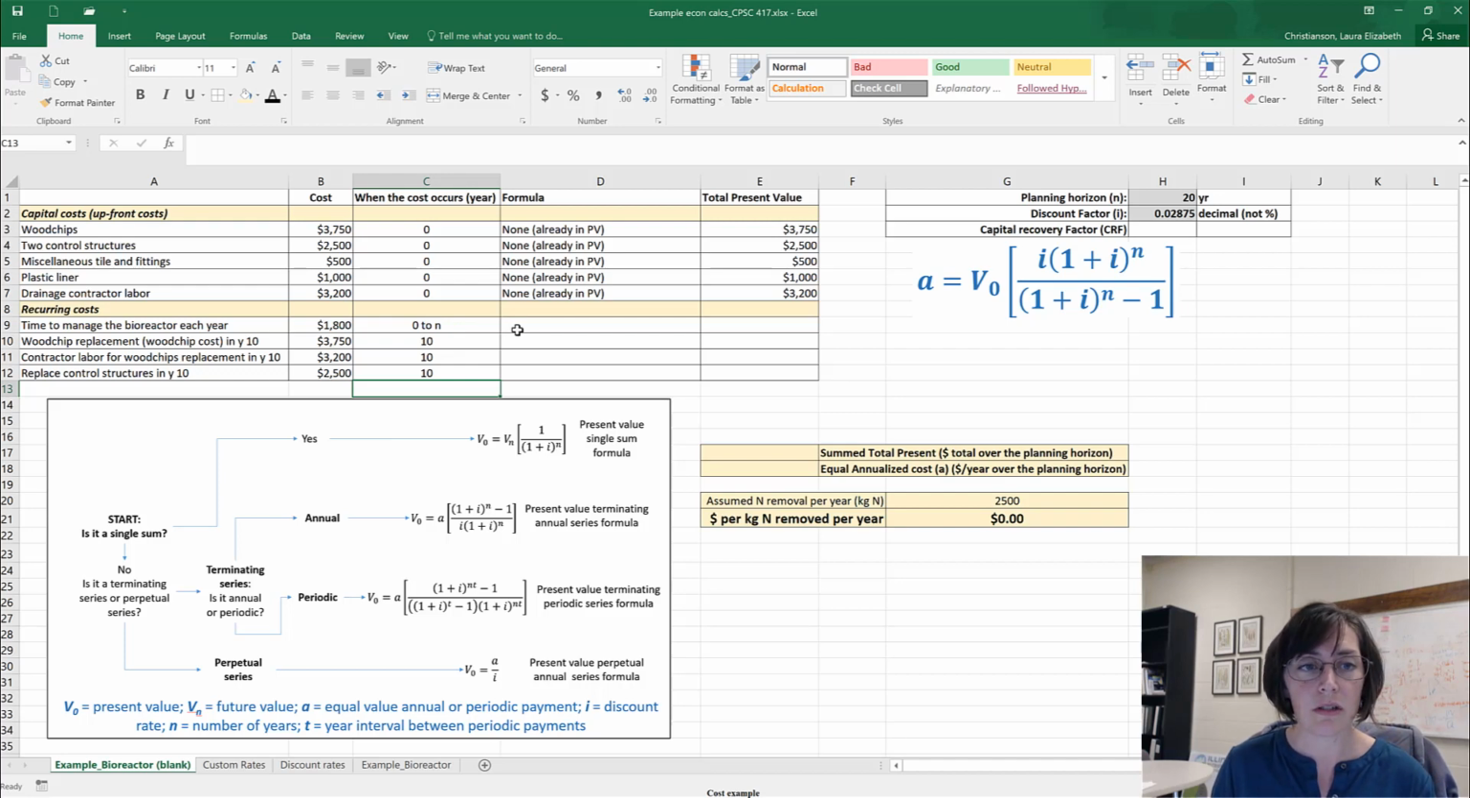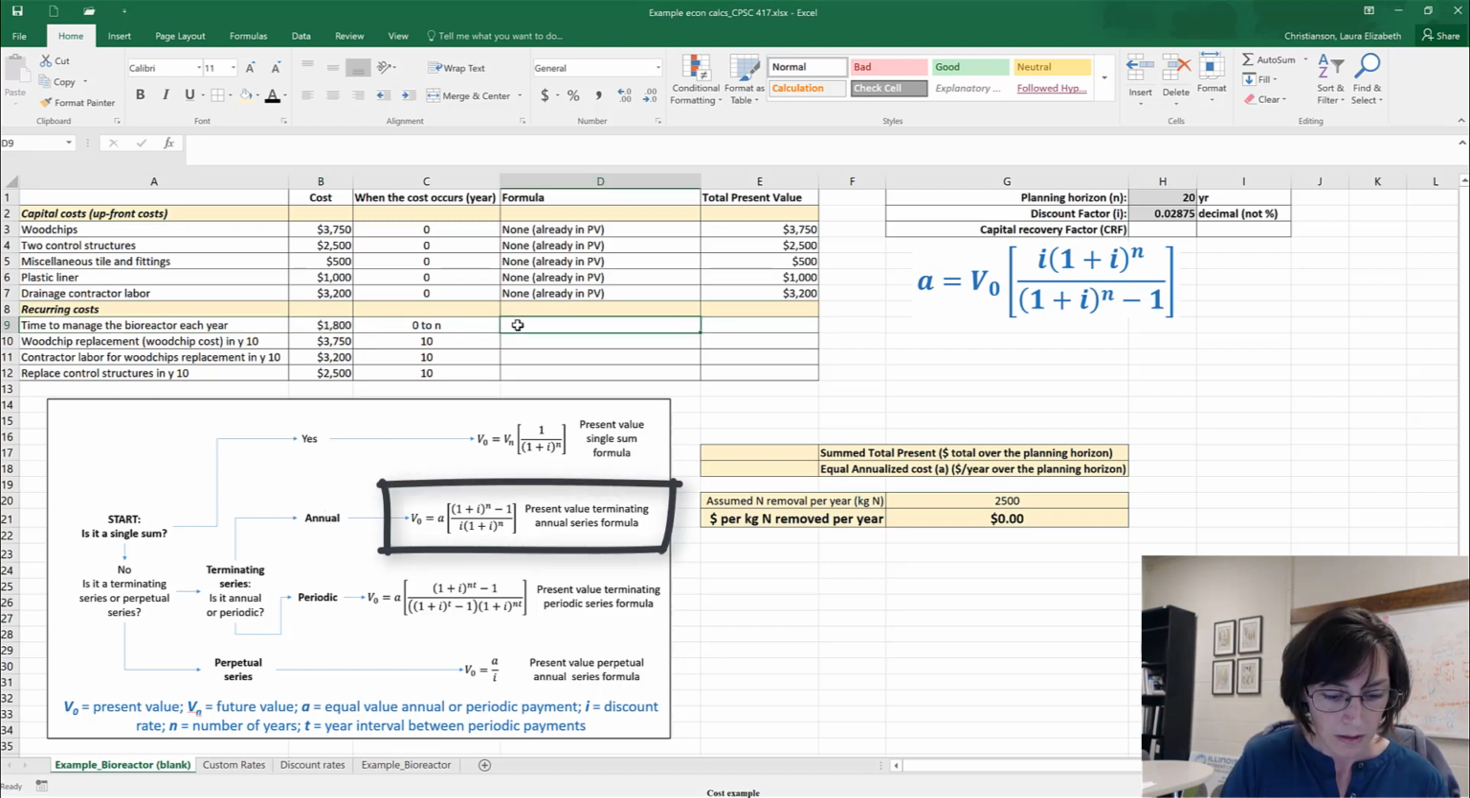We just have to make sure we're going to use the right discounting formula. So let's start with this first one, time to manage the bioreactor each year. Is that a single sum or a series? It's a series. So is it a terminating or perpetual series? Well, it doesn't go on forever because we have a planning horizon of 20 years. It does happen every year, but I would say terminating series. Is it annual or periodic? It's annual because it happens every year. So I would say terminating annual series.